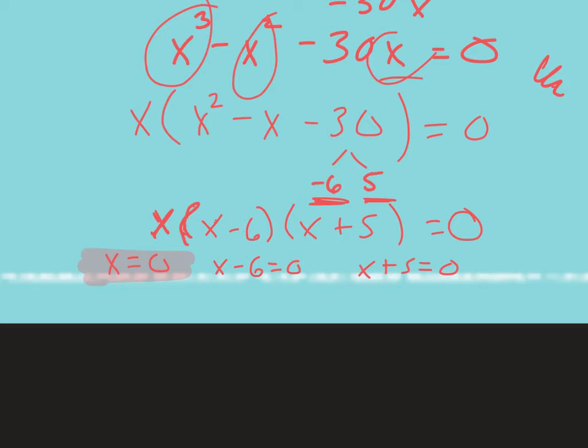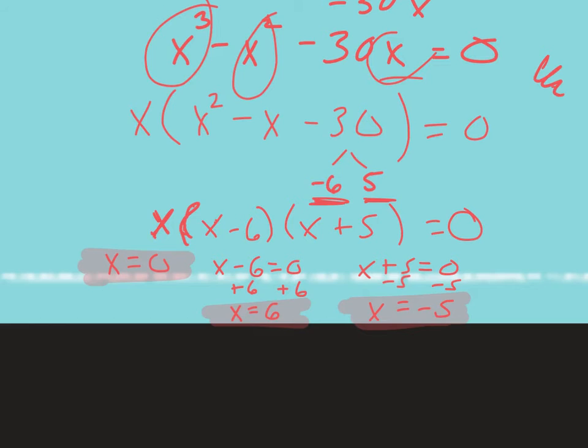How do we solve for x in the next one? Awesome. Add 6. Since it's x minus 6, we do the opposite. So we add 6 on both sides. So we have x is equal to 6. So that's our second answer. And then in our third equation, how do we solve for x? Subtract 5. So x is equal to what? Negative 5. Perfect. So those are our 3 answers for x.